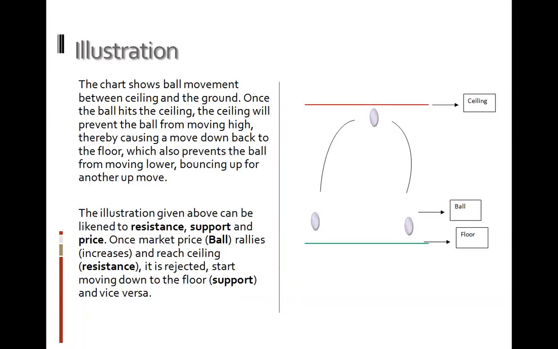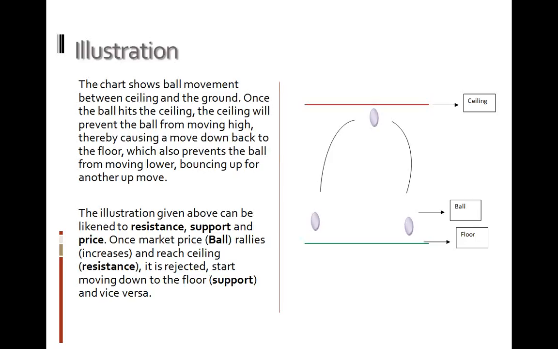Now let's look at this chart. We are having an illustration. We are having a ceiling and a floor. If a ball is bounced at the floor, and the rate at which it was bounced has a very strong push, the ball will move up to the ceiling, and if the ceiling is strong enough, it will bounce the ball back to the floor.